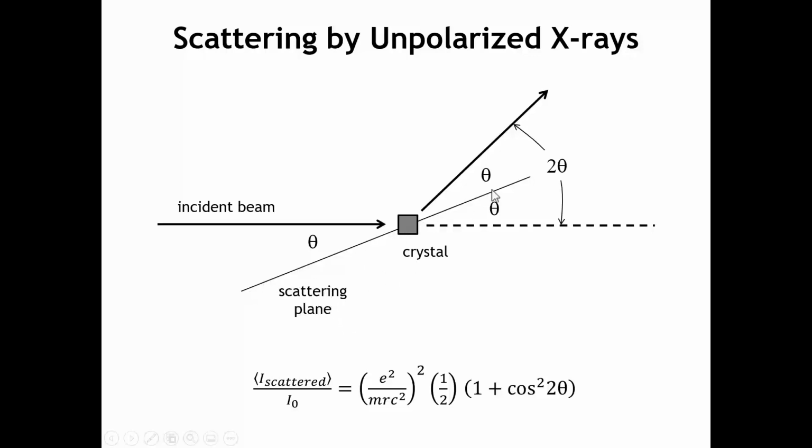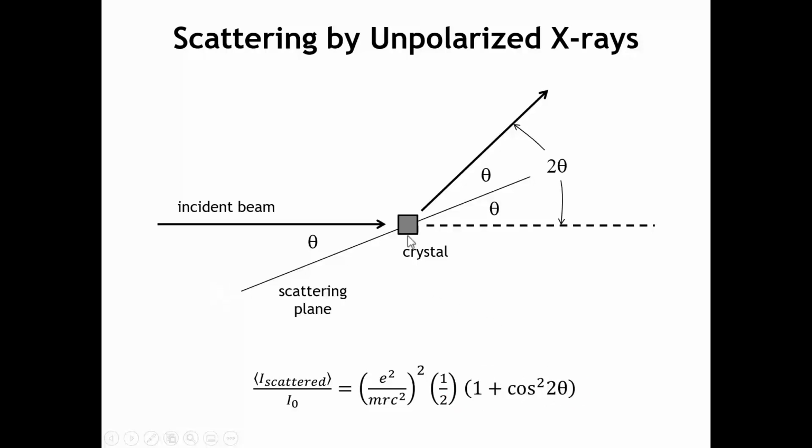So let's say we have a scattering plane in our crystal, we have an incoming X-ray beam, and then the X-rays are scattered at a certain angle. We're going to call that angle 2 theta. And for those of you who have some familiarity with diffraction, you'll understand why we pick 2 theta as the variable. The intensity of the scattered radiation follows the equation given down here. The only thing we're really interested in is this last term in the parentheses, 1 plus cosine squared 2 theta. And that gives us the angular dependence of the scattered radiation.